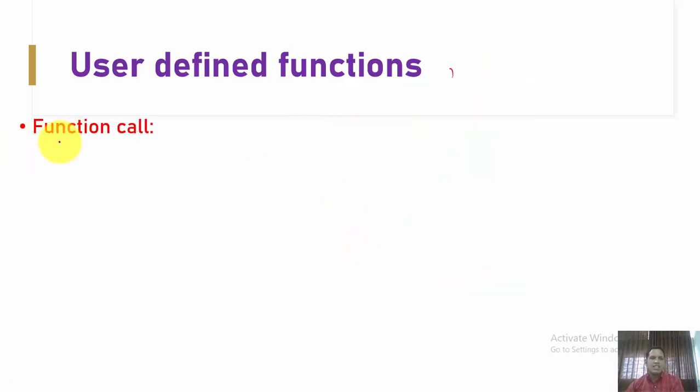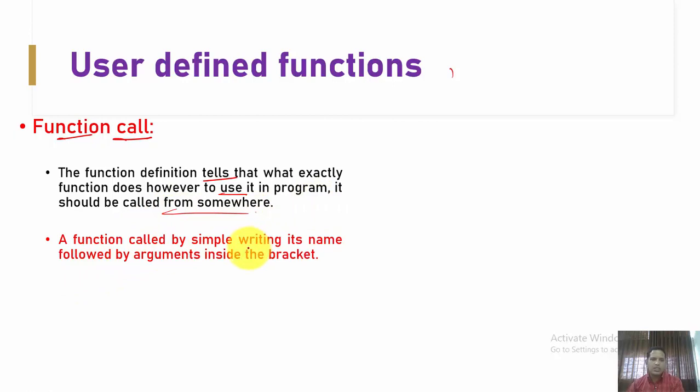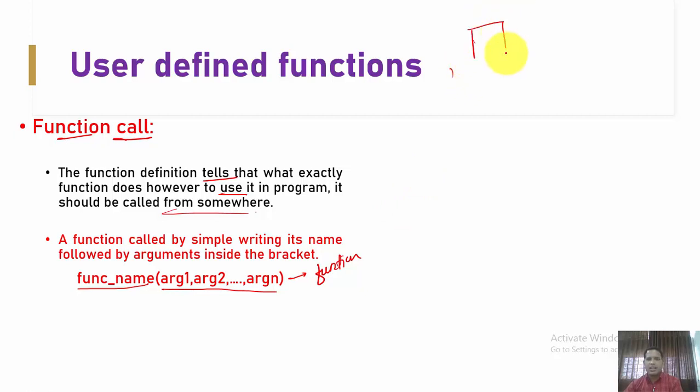Okay, the next and the last stage, which is the important one, is the function call. As we know, the function definition tells what exactly the function does. However, to use a specific function in a program, it should be called from somewhere. And how do we call the function? Simple: write the name of function and inside the brackets the list of arguments, and this should be placed in one of the functions. One of the functions means what? As I said, the main function, and through this main function I'm going to call this add function.